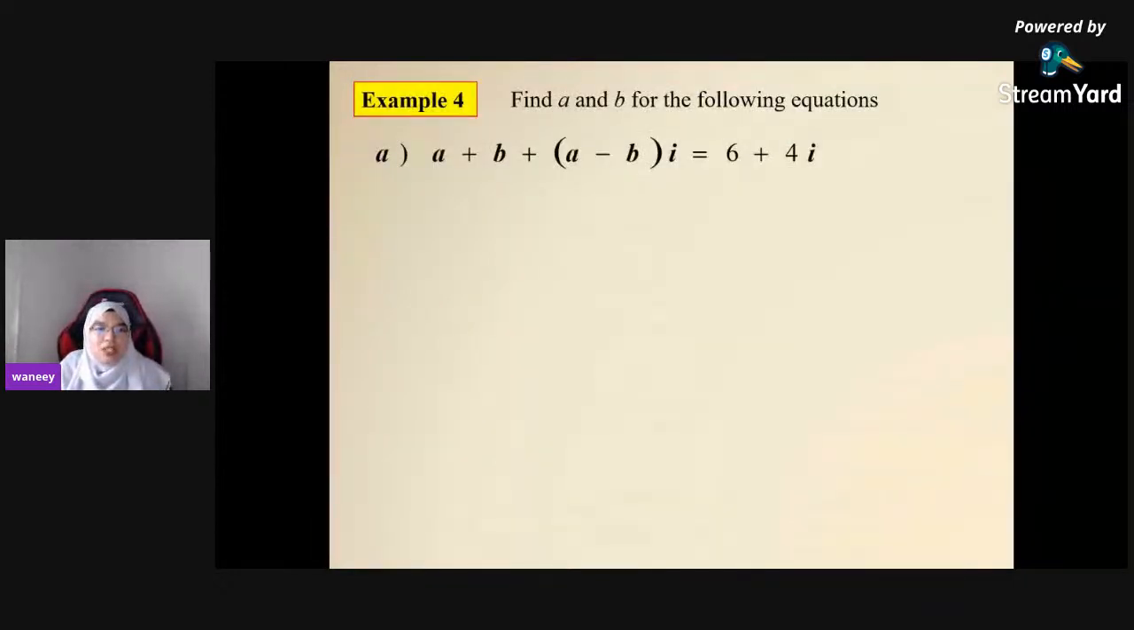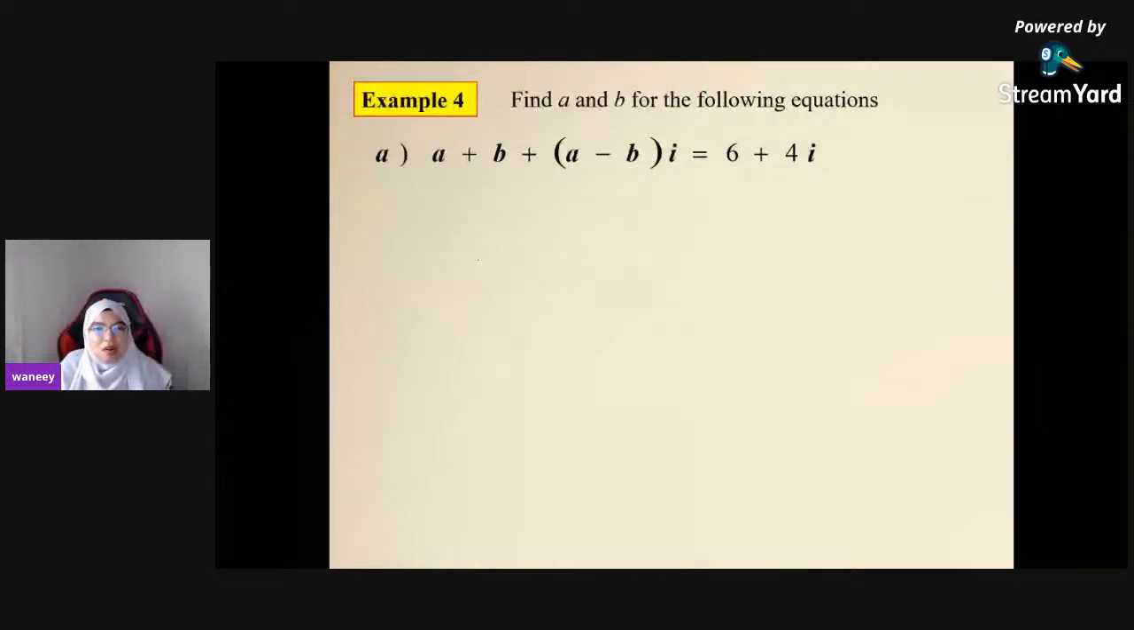Okay, so now example 4. Find A and B for the following equation. So we have A plus B plus A minus B i equal to 6 plus 4i.